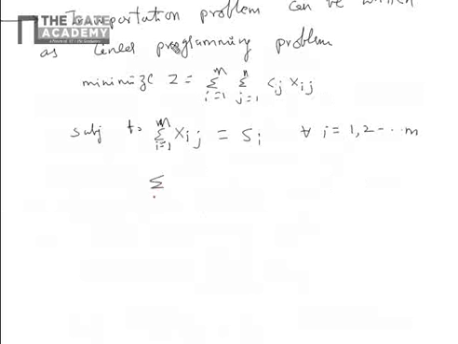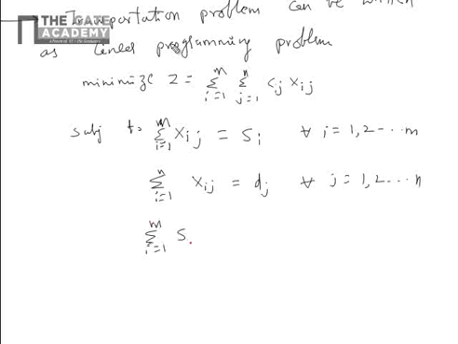Similarly for destinations, sigma i equal to 1 to m of xij equal to dj for all j equal to 1 to n. Sigma i equal to 1 to m of si equals sigma j equal to 1 to n of dj. So total supply is equal to total demand, another constraint. Subject to xij greater than or equal to 0, the non-negative constraint.